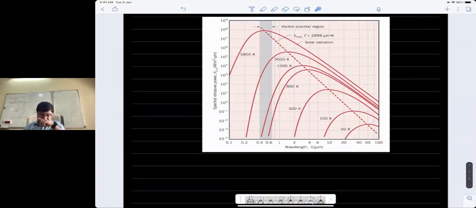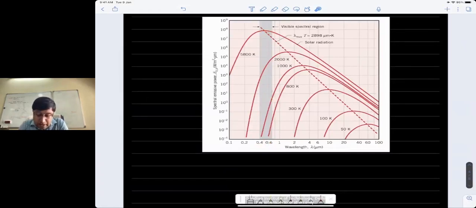Typically, in most calculations in heat transfer, we'll assume the sun to be a black body, approximated at about 5800 Kelvin. If we take it as a black body, we see that the maximum irradiation which we are receiving from the sun is in the visible spectrum part, which is about 0.4 to about 0.75 microns. So most of the radiation that we are receiving from the sun is in the visible part of the spectrum.